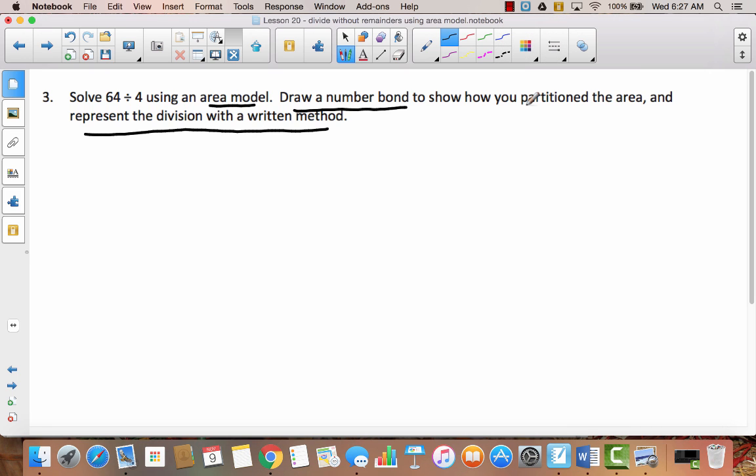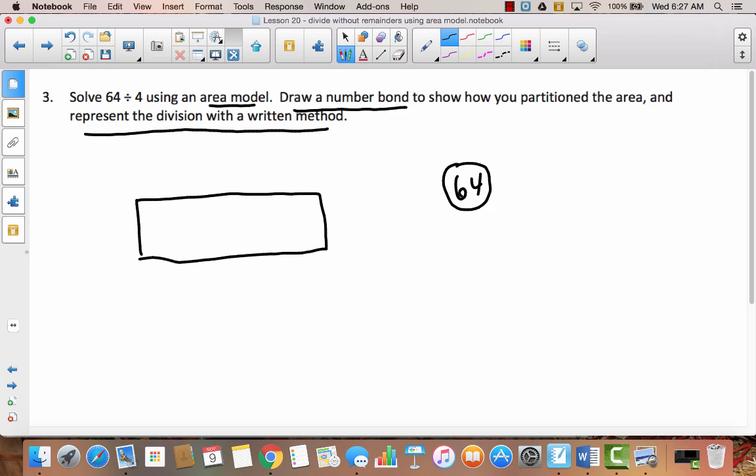Okay, so let's start over here with our area model. We're going to do just like we did last time, and I'm also going to come over here and draw my number bond. Now I'm going to leave a little bit of room because I also have to use a written method, which is going to be standard algorithm. So I'm going to have a number bond over here, and I'm also going to be doing standard algorithm. So we'll be dividing this by 4, okay?